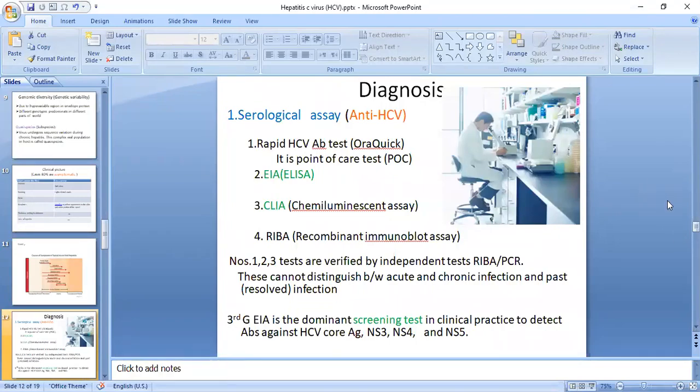How will we come to know that he or she is infected? This needs laboratory aid. Through laboratory investigations, we come to the conclusion that the patient is infected with hepatitis C. The first type of diagnosis is the serological assay of the antibodies.